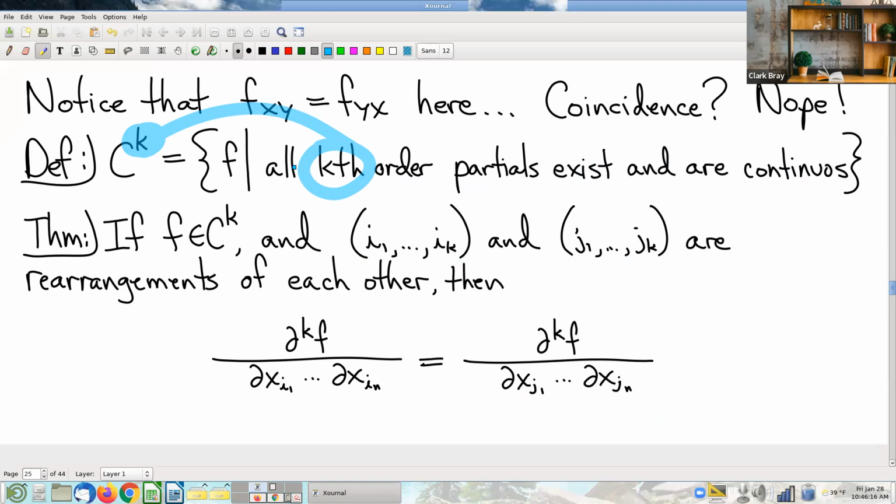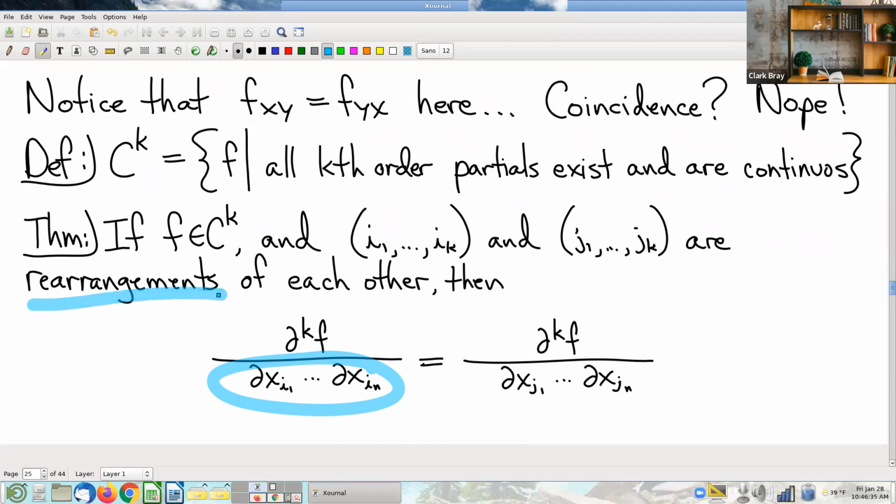And good news, again, most of the time, certainly all polynomials, that's true, right? And then just most other functions that we're going to deal with, this is true. And so most of the time, if you're taking partials with respect to certain of the input variables, and you rearrange the order in which you take those partials, you get the same thing. All right.